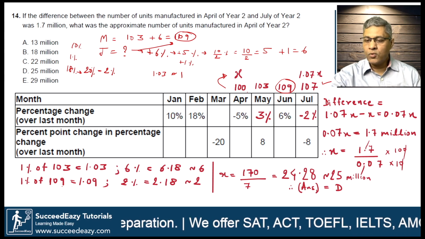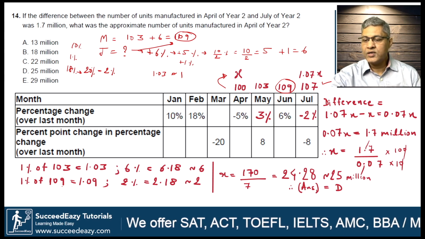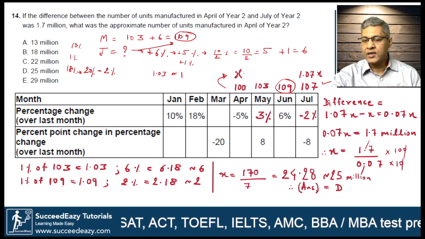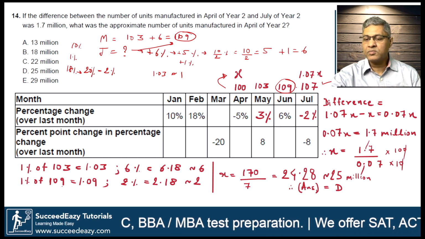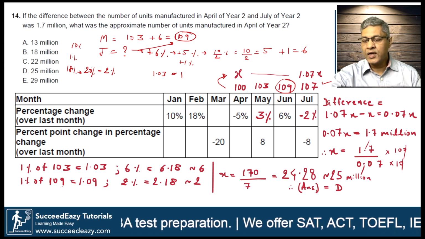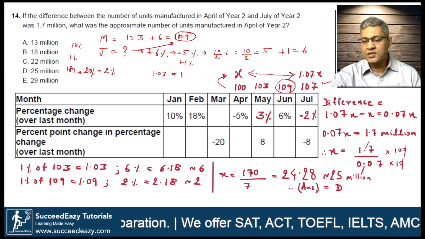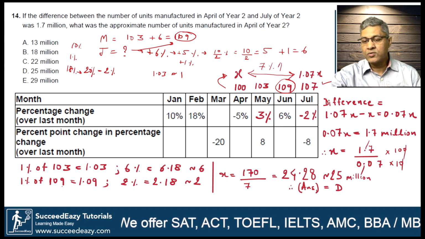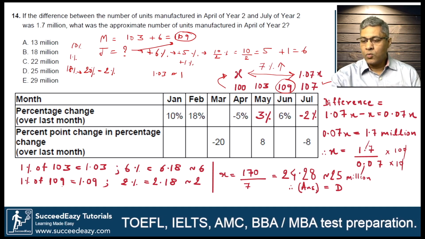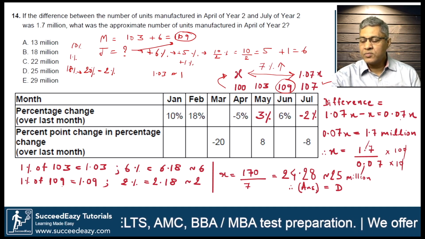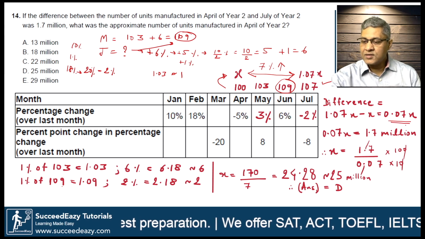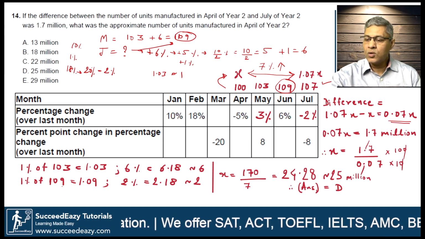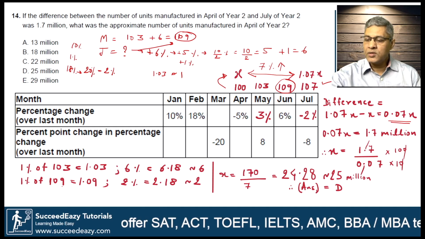How? Divide both sides by 100, and you will get exactly in terms of x. So it means a 7% increase between x and 1.07x. There is a 7% increase. So what is the difference? The difference is 7% of x, that means 0.07x. That difference of 0.07x is equal to 1.7 million. So what should be x?